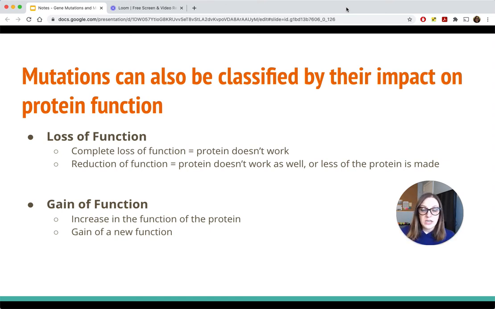And what's really interesting about mutations is that some mutations can result in a gain of function, where maybe something works better than the original gene sequence did, or maybe it has an entirely different function altogether. So sometimes that's good and sometimes that's bad. Let's talk about some cool examples.